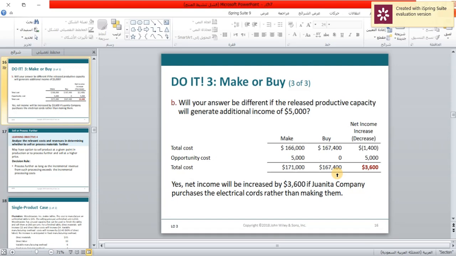So the buy alternative will be better. Now in situation B, buying is the correct decision, to buy the product from outside, so we can increase net income by 3,600. Yes, net income will be increased by 3,600 if the company purchases the electrical cars rather than making them.